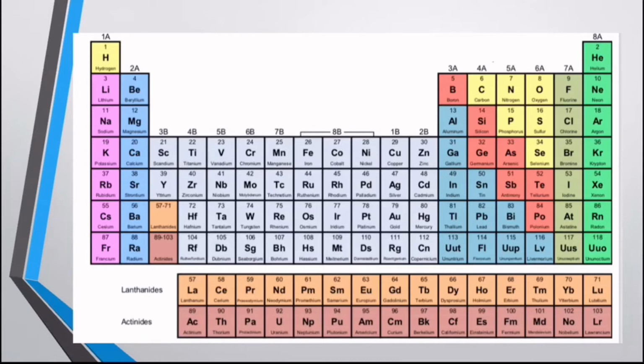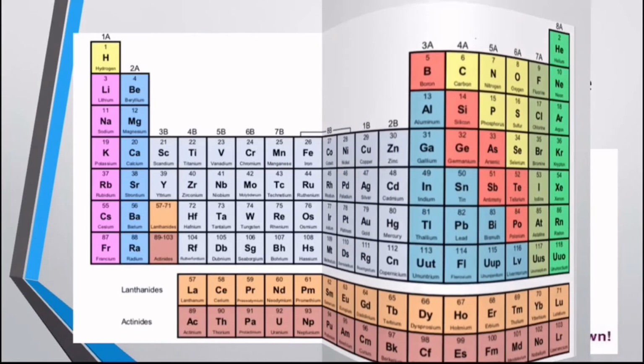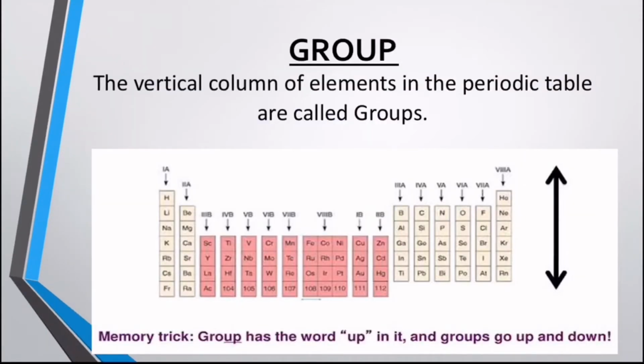The same way, you will find out from left to right that these elements are arranged accordingly with their increasing atomic numbers. Group. The vertical columns of elements in the periodic table are called groups. So what does the word vertical mean? Vertical means going from upward to downward, as you can see here in this picture.